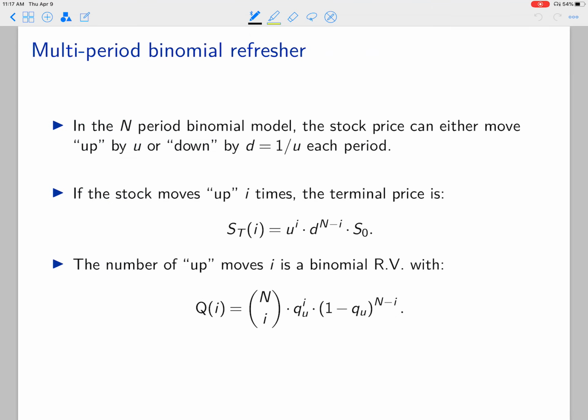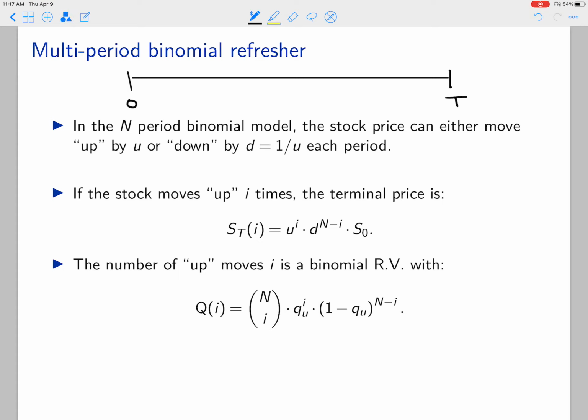Okay, let's get started. To motivate the Black-Scholes model, we'll start with a brief refresher of the n-period binomial model. In the n-period binomial model, we had 2 dates. The first date was date 0. This was today. Everything was known. And the final date was date capital T. This was when, say, option payoffs occurred.